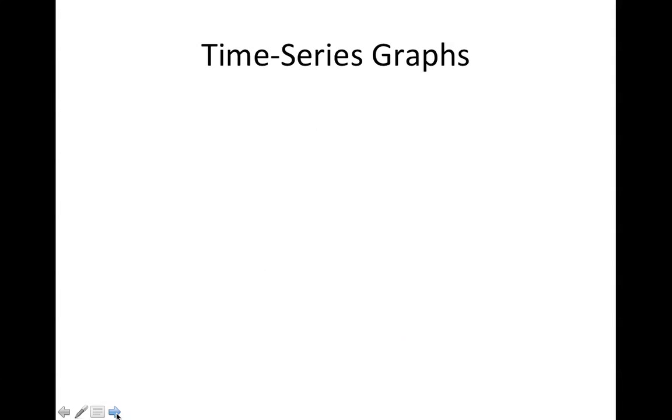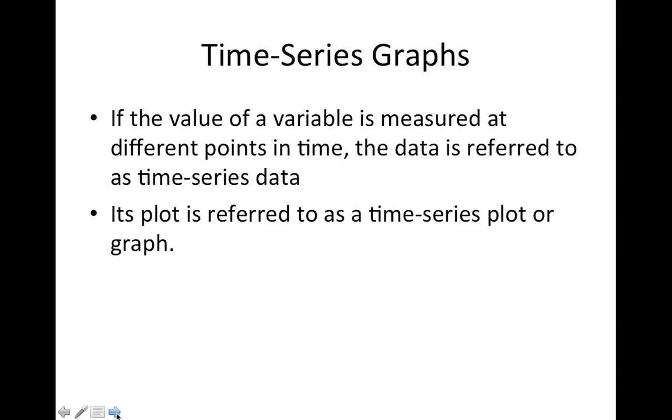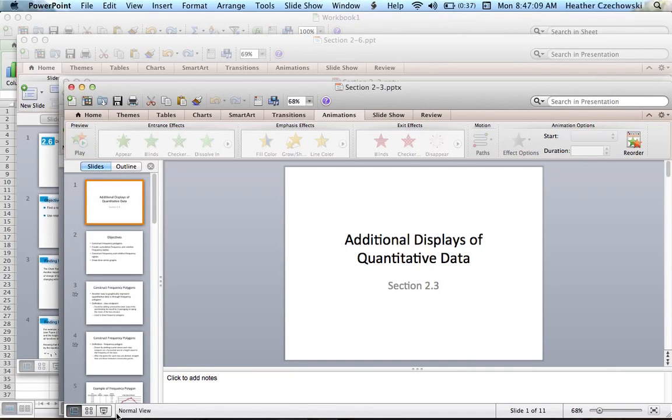Now let's talk about a time series graph. If the value of the variable is measured at different points in time, the data is referred to as time series data. And its plot is going to be referred to as either a time series plot or a time series graph. Make sure you always put time on the horizontal axis. Okay, we will be talking more about this when you get to class, and we will have you construct a lot more of these in Microsoft Excel to get some practice with this.